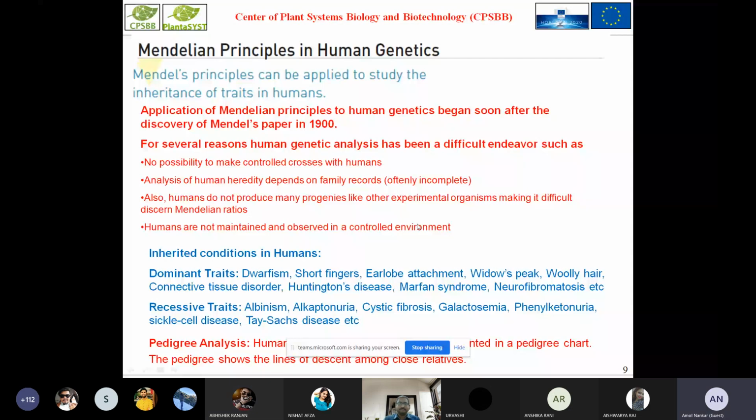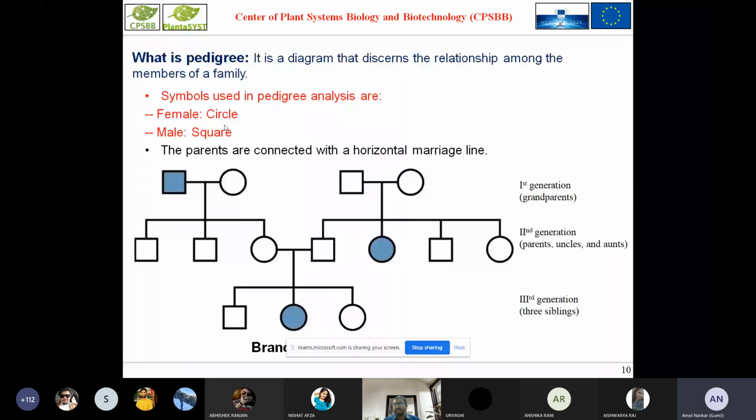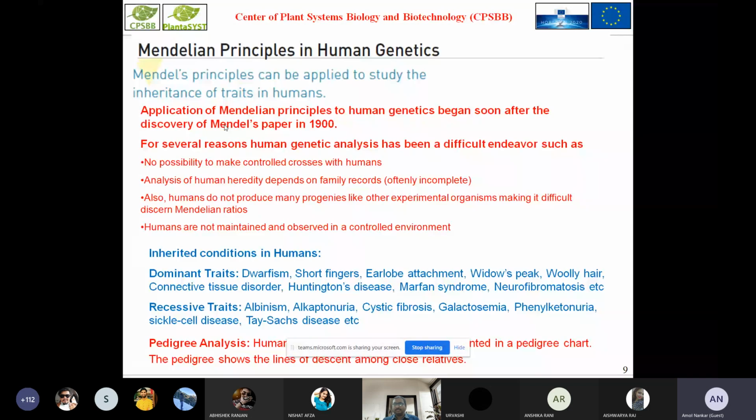Now we can move to the next one, which is Mendelian principles in human genetics. As we know, Mendelian inheritance refers to the inheritance of traits controlled by a single gene with two alleles, one of which is dominant to the other. And as we know, not many human traits are controlled by a single gene or two genes, but it has been a good starting point.